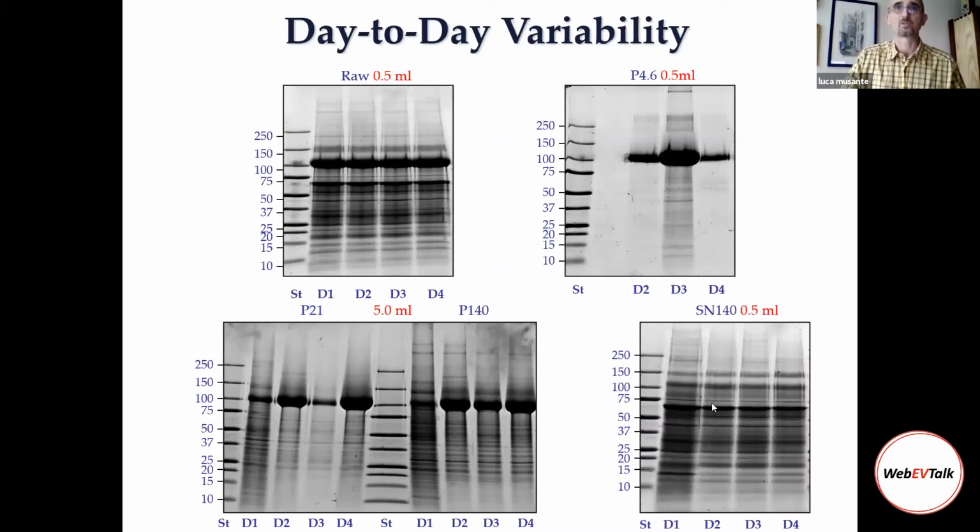And finally, the supernatant. Again, as you can appreciate, the protein pattern is the same. Now, Tamm-Horsfall is not anymore the most abundant protein, but albumin becomes the one.